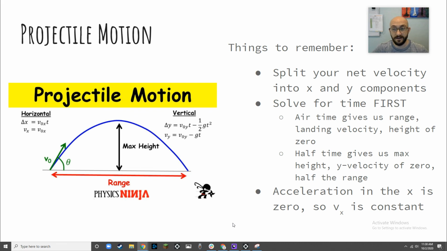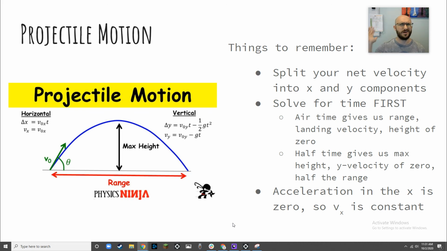You would then solve for time, which depends on what you're looking for. Air time is going to give me the maximum range. It is going to give me a delta y of 0. It is going to give me the final landing, crashing-into-the-ground velocity. But half time, half the air time, is going to give me a delta y that equals max height. It's going to give me a delta x that equals half my range. It's going to give me a y velocity of 0.